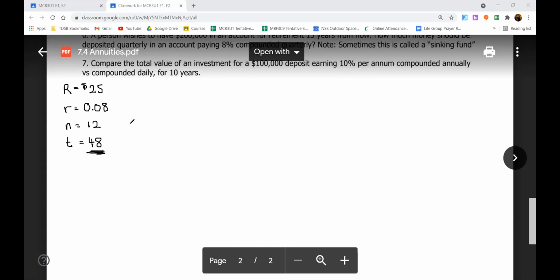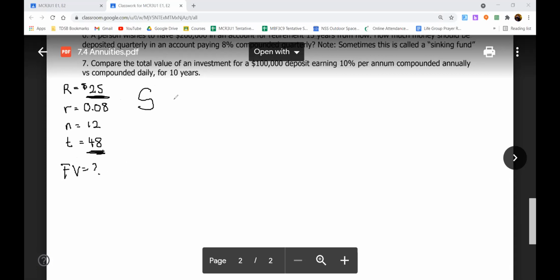Remember, this means that you are never going to miss a single payment of $25 every month, okay? That's the compromise. You told me that you're not going to miss it, so you have to commit to being able to save $25 every month. Okay? What is the future value of this annuity?